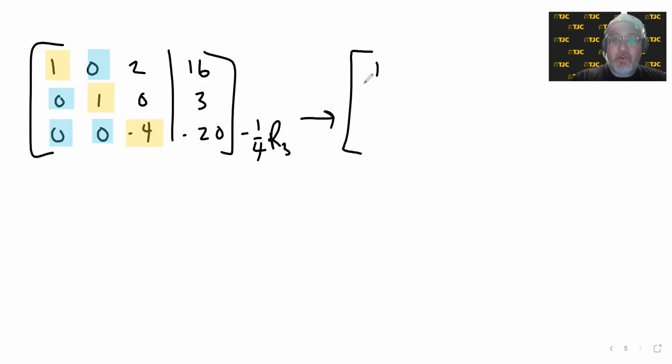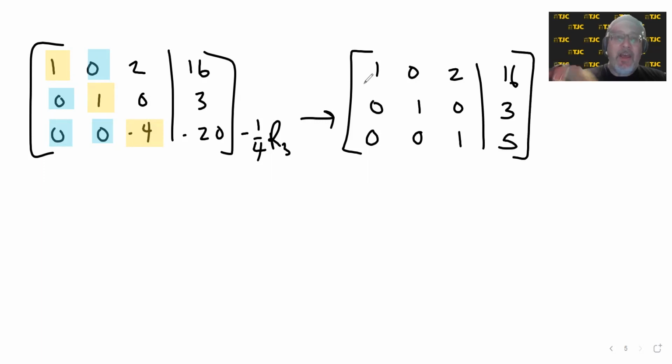That will not change the first row. That will not change the second row. But we will multiply the third row by -1/4 to get 0, 0, 1. -20 times -1/4 is 5. And now everything is just about in place.